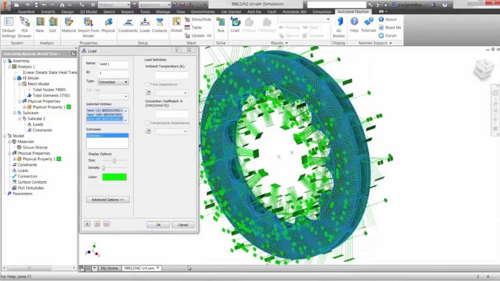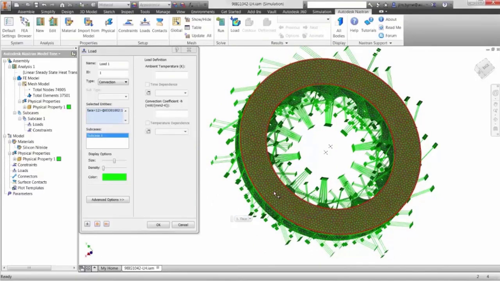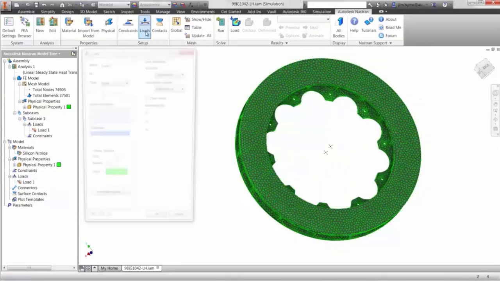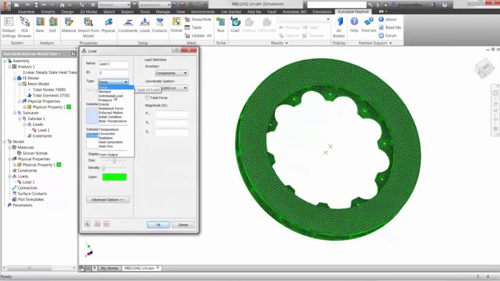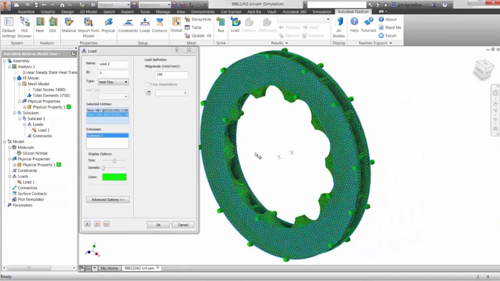All of the faces need to be selected except for the two faces that are coming in contact with the brake pad. We'll put the outside temperature of 293 degrees Kelvin or 70 degrees Fahrenheit. Then the convection coefficient based on the material and ambient airflow. Next, we will apply heat flux, or the amount of power per square millimeter for both sides of the rotor.